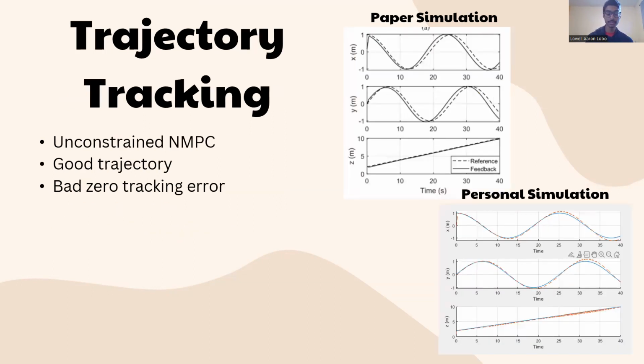Next, looking at trajectory tracking, this over here is the unconstrained model, where the constraints are not put in place. In the next slide, we will show the results with the constraints. We see that there is a good trajectory of the person simulation compared to the paper simulation. It's just that after point 25 and all the way up to the end of the simulation, we see a bad tracking error, especially in the Z value. Again, this will be explained later when we discuss the discrepancies.